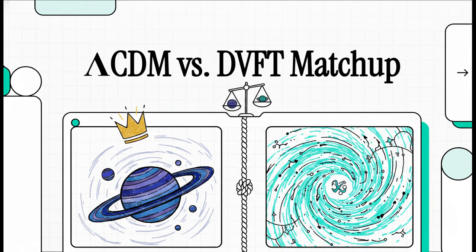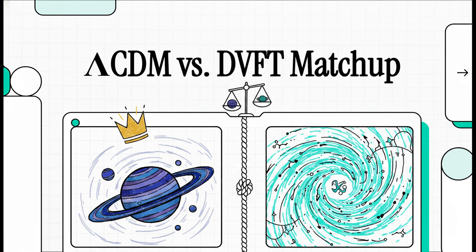Welcome to this explainer. Today we are diving into a literal heavyweight scientific matchup of cosmic proportions. On one side of the ring, we've got our current undisputed champion of cosmology, the standard model of the universe. And on the other side, a radically elegant new unifying framework that completely reimagines the cosmos. We're going to explore the fundamental nature of reality by unpacking the clash between the established Lambda CDM model and the scrappy new challenger, Dynamical Vacuum Field Theory, or DVFT for short.